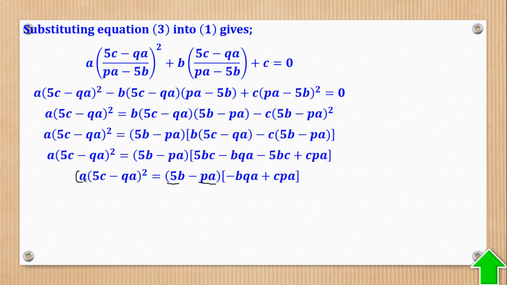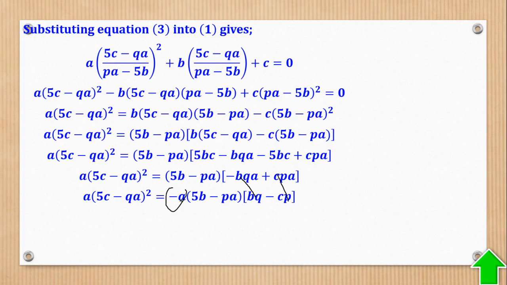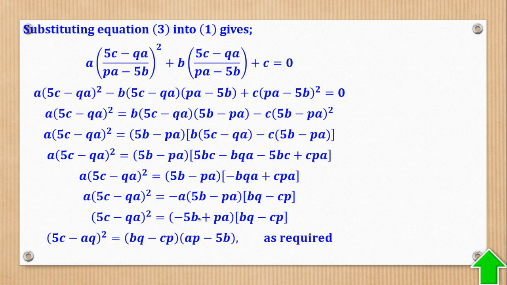Then also they don't have here A. So what I'm going to do, I'm going to factorize out negative A. So negative A, here I'm going to remain with now BQ minus CP. Okay, now this A will go with this, and this negative will come inside. So I think you see that now we are getting what they wanted. So basically that's what they wanted.